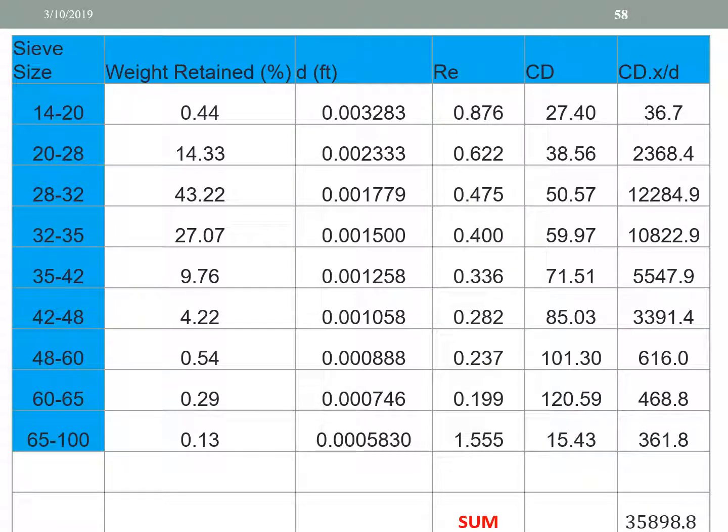After you fill in the last column, you have to sum all of the numbers, from 36.7 to 361.8. If you sum the last column, the number will be 35,898.8. So this is what we get from this table. So how can we find the head loss?